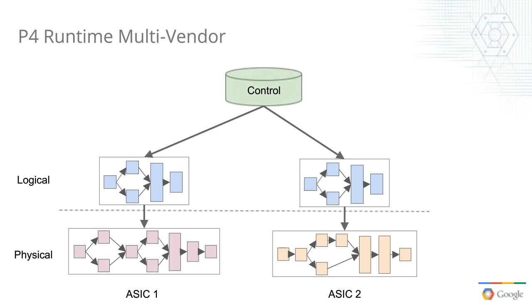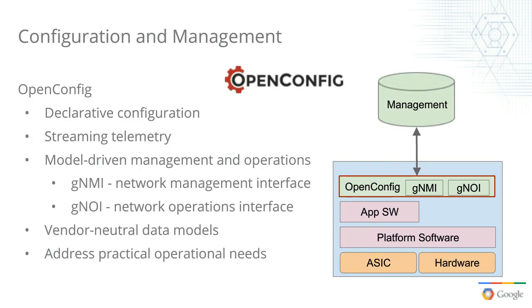In addition to programming the network, managing and configuring multi-vendor networks is still a challenge. We think the right approach is to use OpenConfig. OpenConfig can fill this role. OpenConfig brings a declarative configuration and provides streaming telemetry where data is streamed off the device to collectors. It uses a model-driven management scheme for operations, and it has a network management interface and a network operations interface to configure, manage, and operate the device.